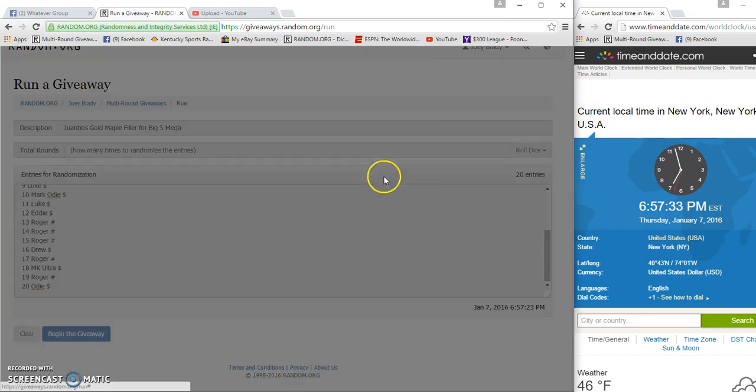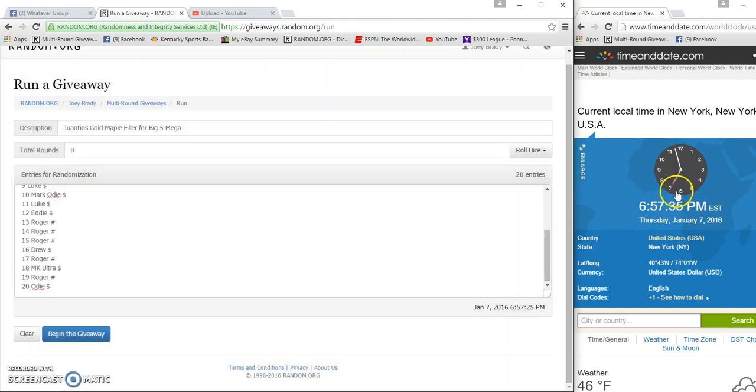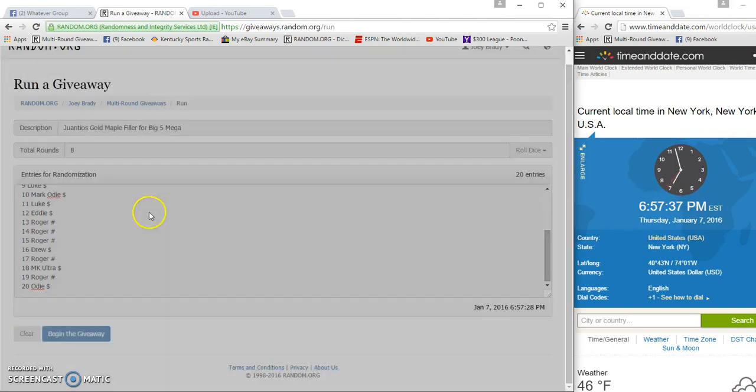Three dice. And we're going 8 times. Low numbers tonight. $657. Good luck.